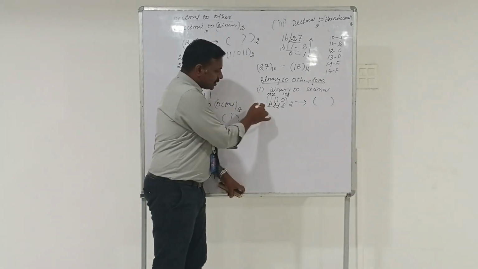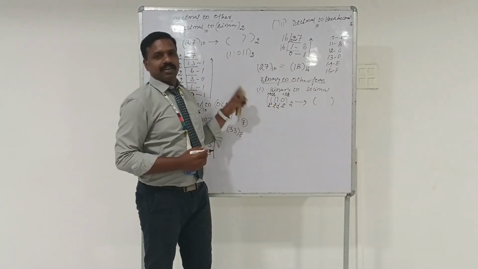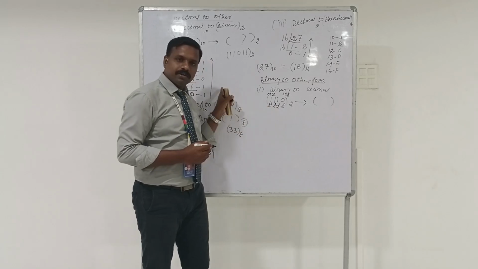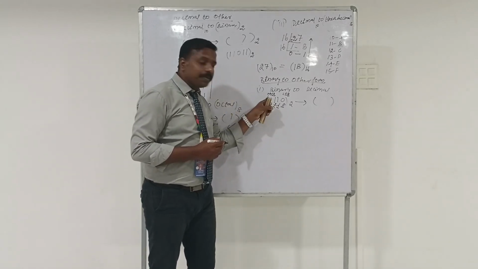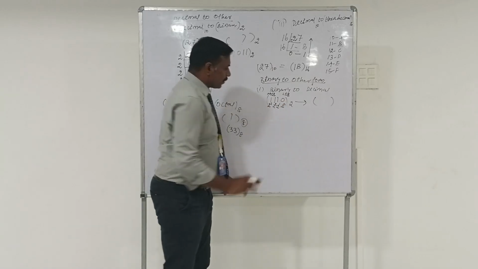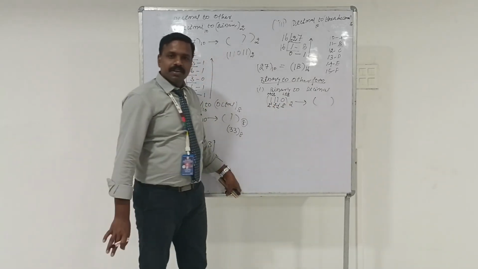The weighted value allocation is going on. How many digits will be present here? Okay, so here only 4 digits are present. So I allot the weighted values like this.